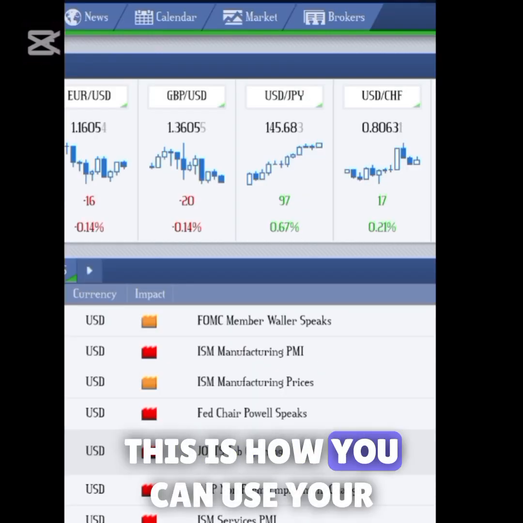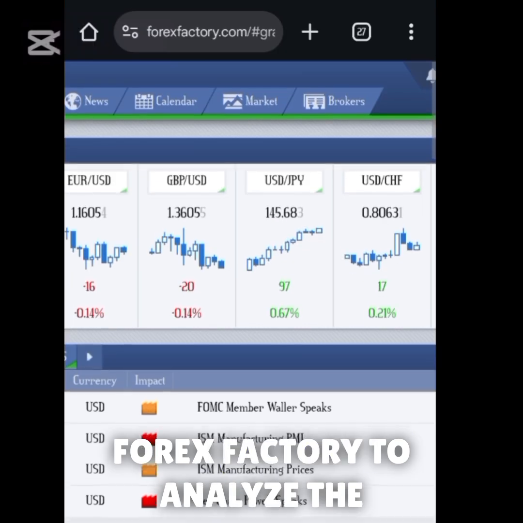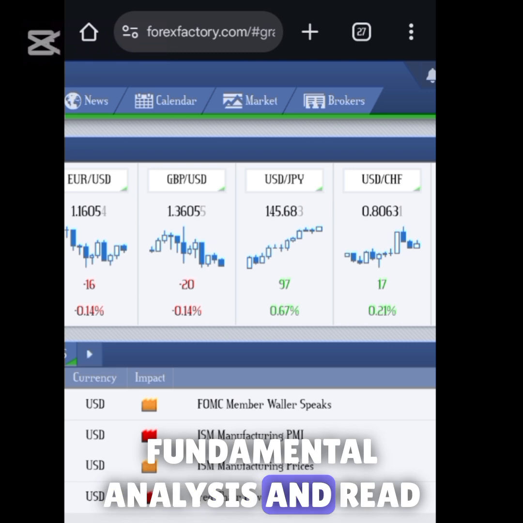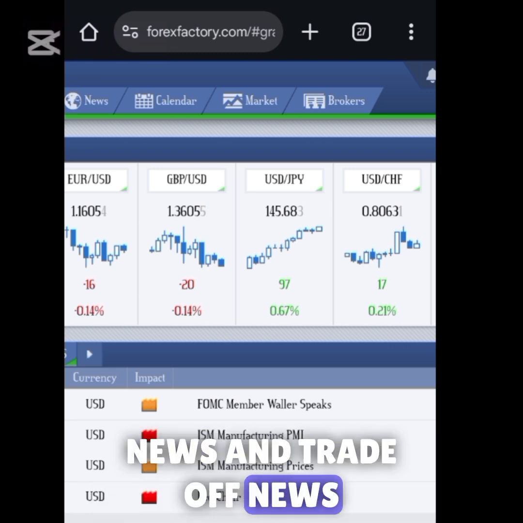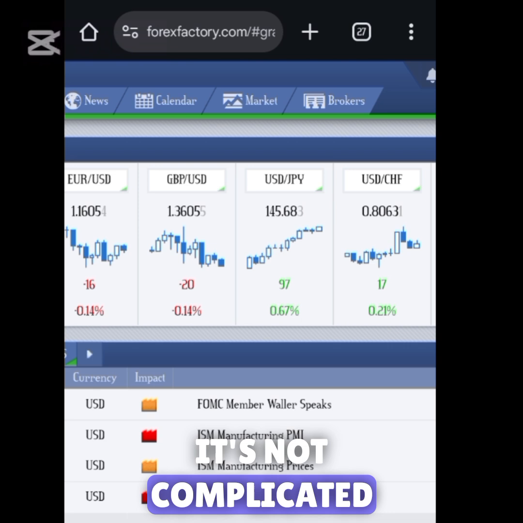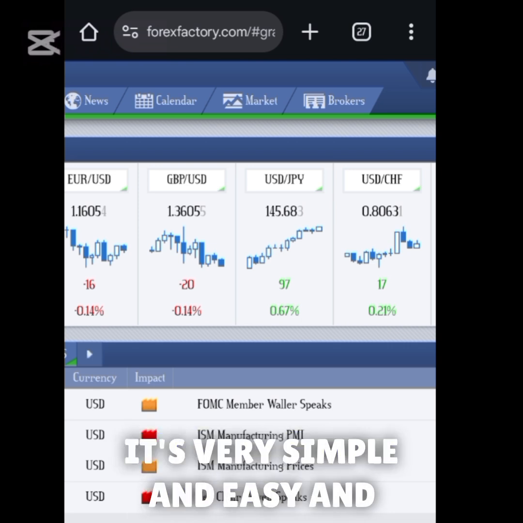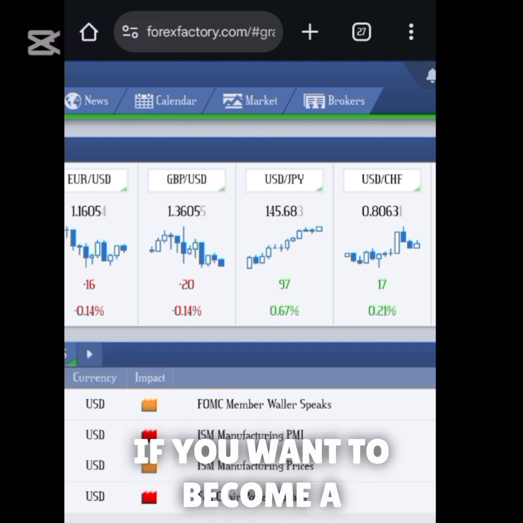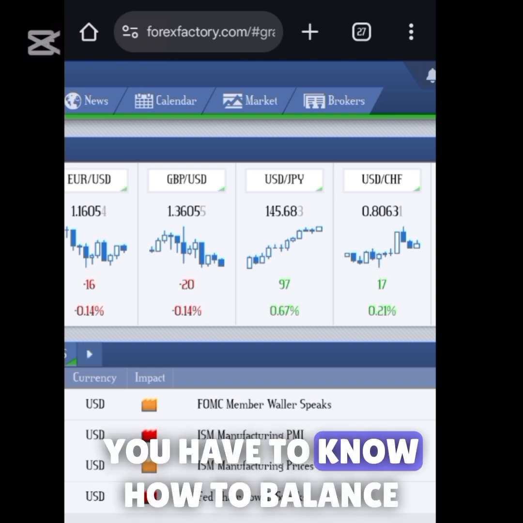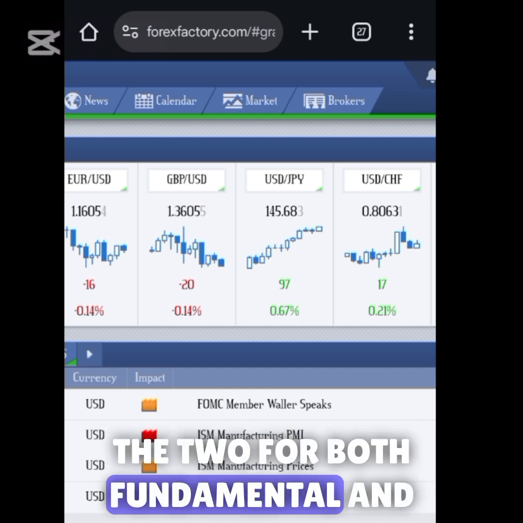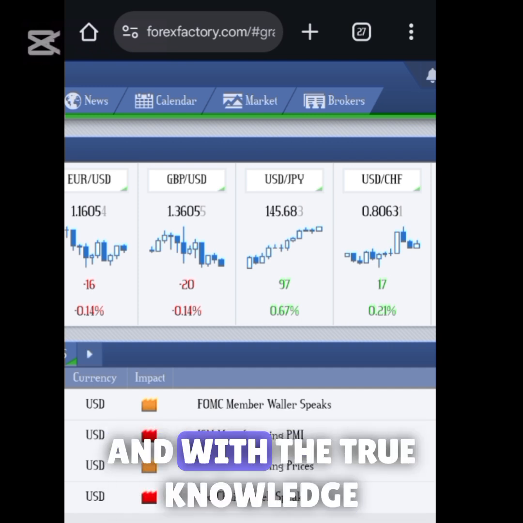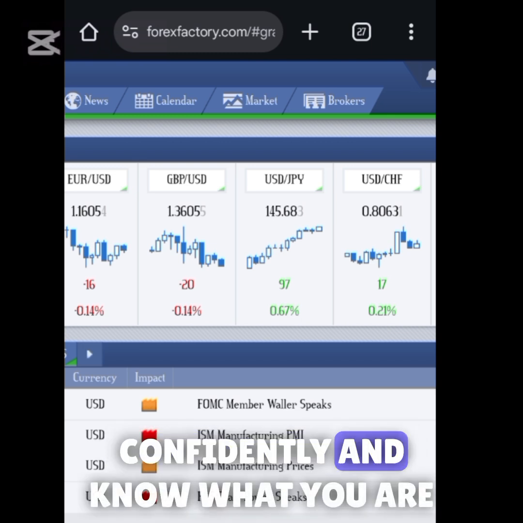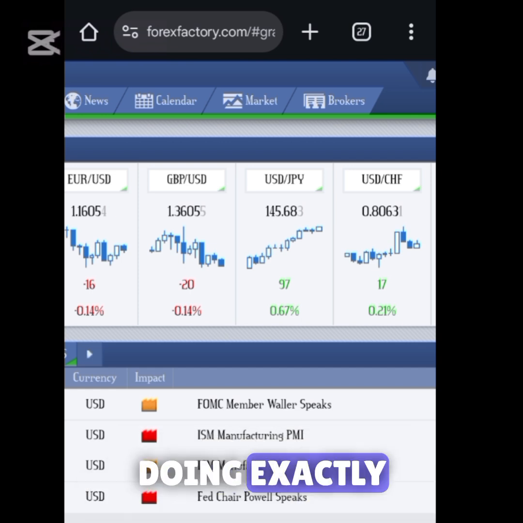So basically, this is how you can use your Forex Factory to analyze the fundamental analysis, read news and trade off news. You understand? It's not complicated, it's very simple, easy and straightforward. So basically, if you want to become a profitable trader, you have to know how to balance the two, both fundamental and technical analysis. And with the two knowledge, you can enter the market confidently and know exactly what you are doing.